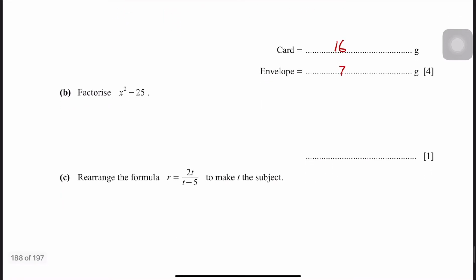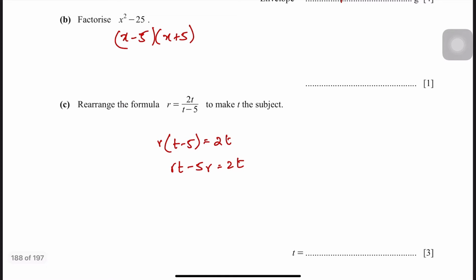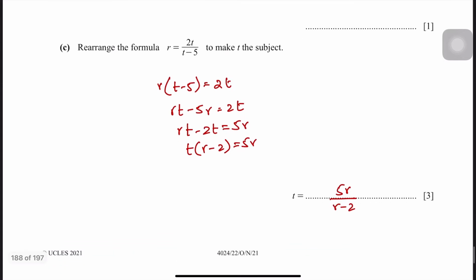Okay. Factorizing this is simple. It's 2 terms, so I get x minus 5 times x plus 5. Nothing different about it. Rearrange the formula to make t the subject. So I first cross multiply, I get rt minus 5 equals 2t. So I get rt minus 5r equals 2t. I add the terms with t on one side, so I get rt minus 2t equals 5r. I factor out a t. I get this.